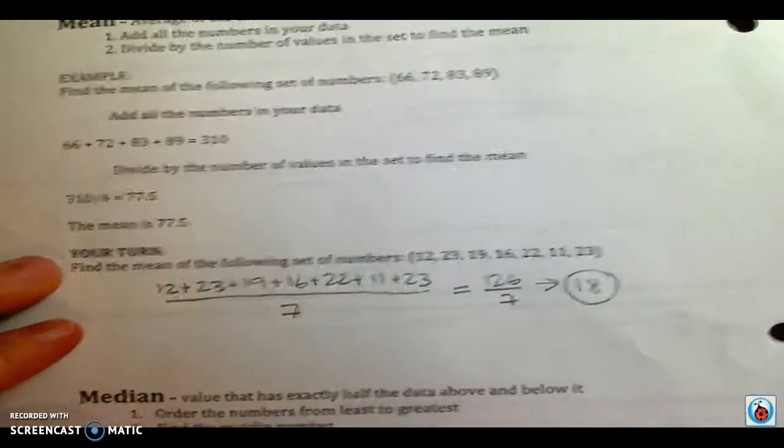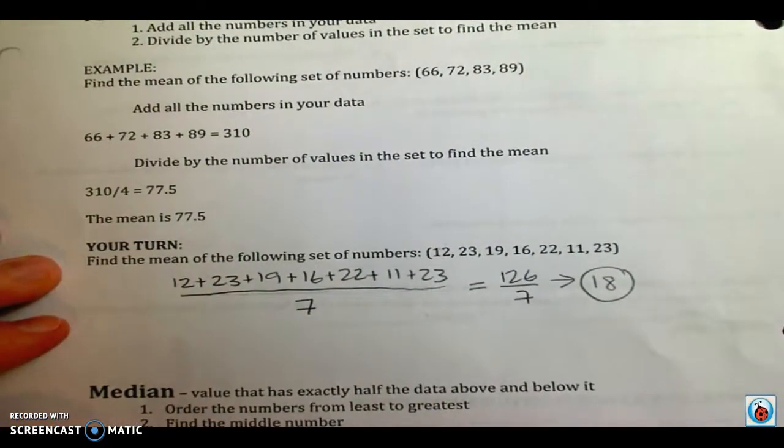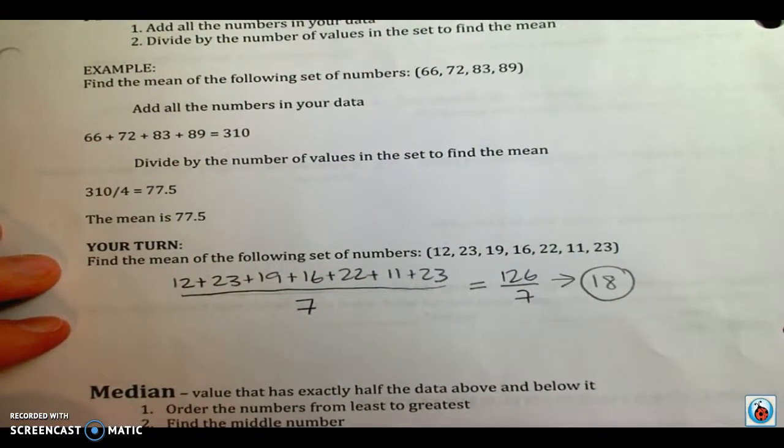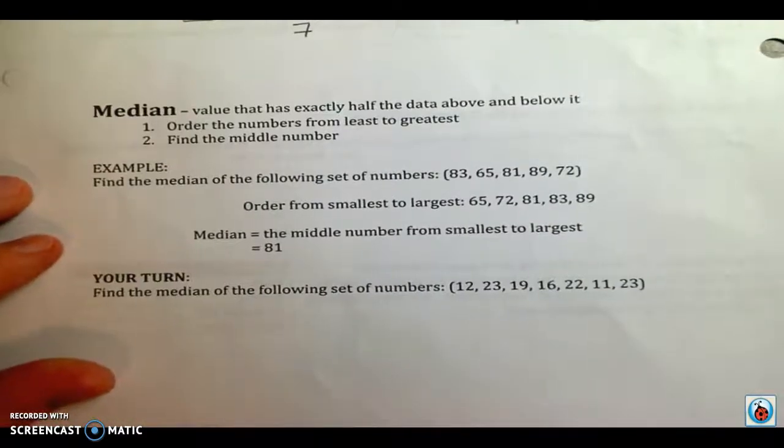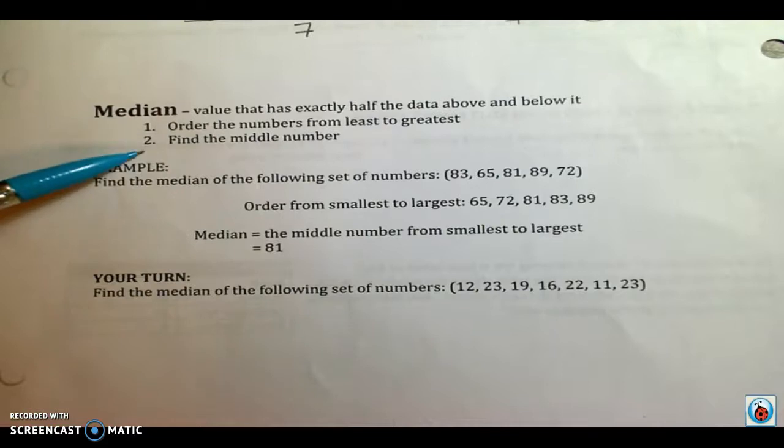So my average, or my mean, is 18 for this set of data. All right. For your median, again, you've got directions and you've got an example. If you'd like to pause the video and try it, go ahead and do that, and then play the video to see how you did.